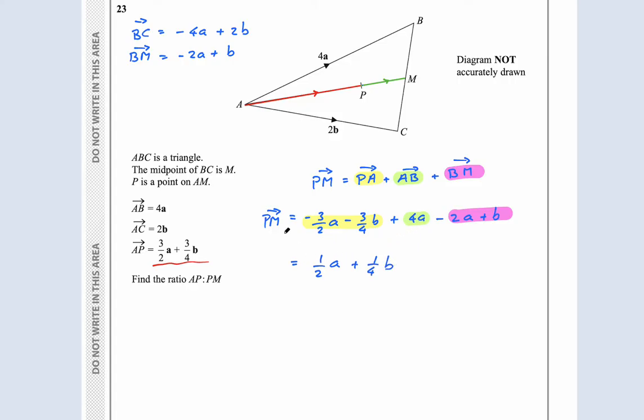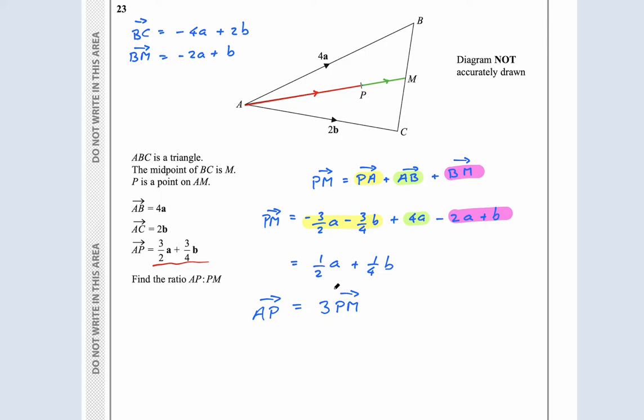Now, let's have a look. So AP is this, 3 over 2a plus 3 over 4b. And PM is 1 over 2a plus 1 over 4b. So what do I need to do to this to get AP? Well, if I multiply this by 3, I'm going to get 3 over 2a, 3 over 4b. So AP is actually equal to 3 times PM. It's 3 of them.